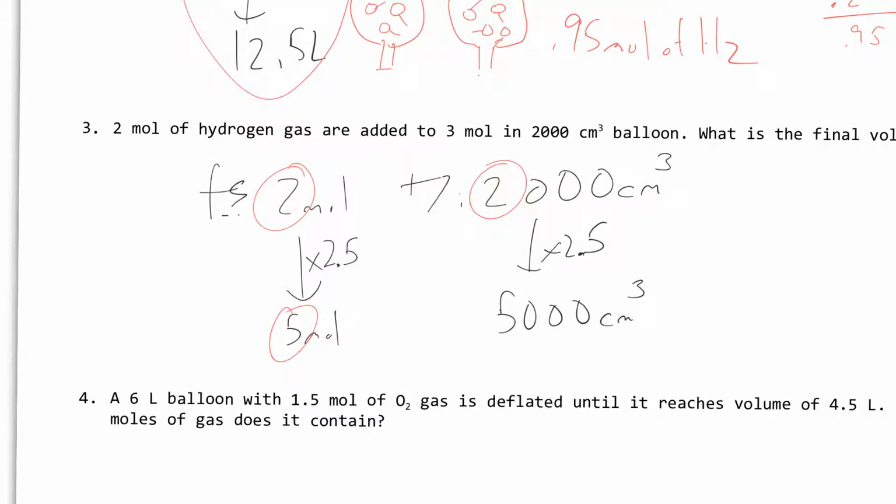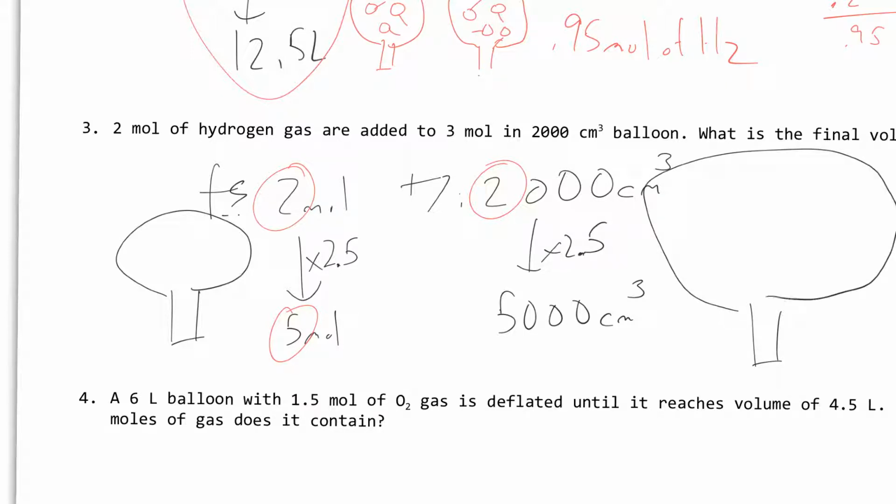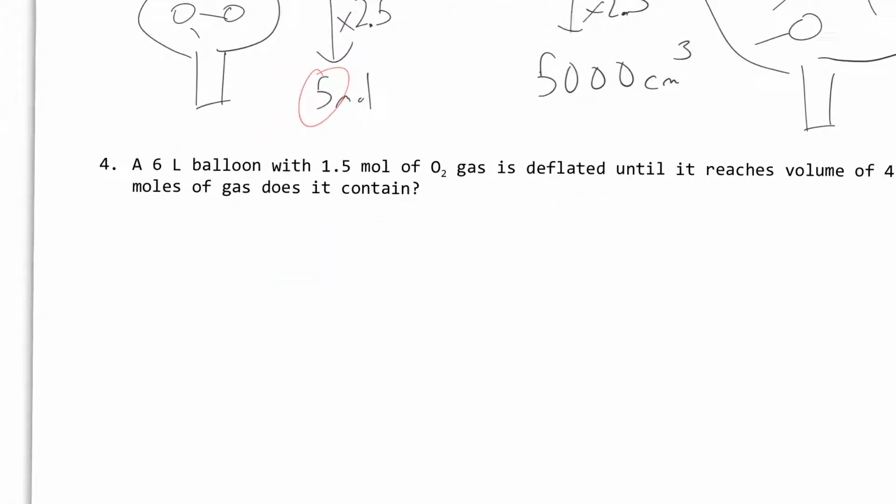So that means that the balloon starts there and it gets 2.5 times bigger, so maybe we go there. 2 moles, let's just put 2 in there, and then 5 moles. We're going to try to get them evenly spaced. They're moving in random directions.